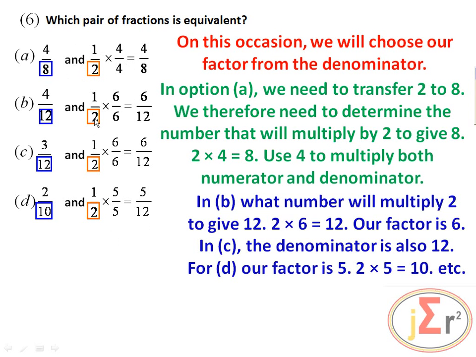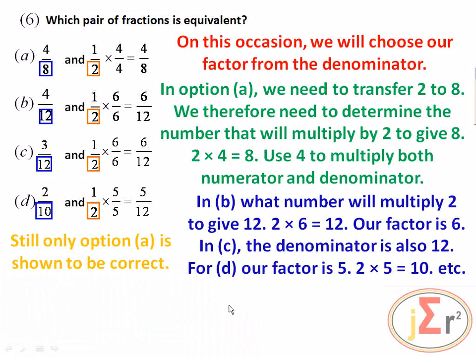Because we are focusing on the denominator, 2 6s are 12. So our factor, we call that 6. 6 over 6 to multiply. And the same thing for option C. And to move from 2 to 10, we multiply by 5. So the factor that we use right there is 5.